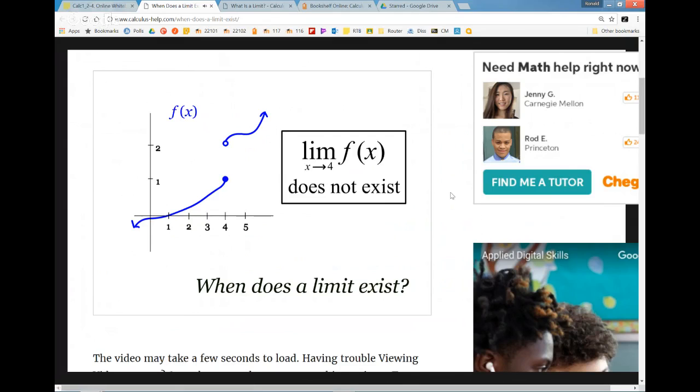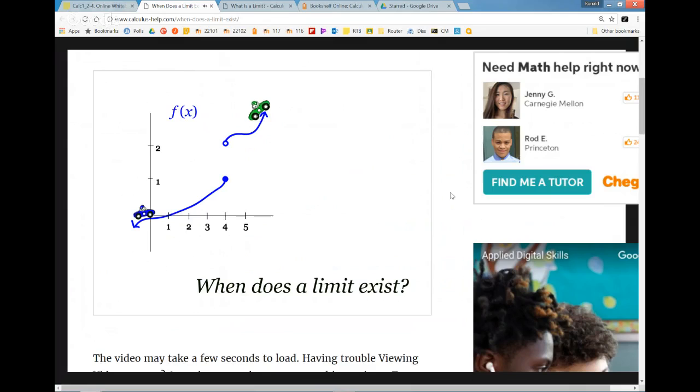Let's go back to our diner metaphor for just a second. Notice that as I'm traveling along the road from the right, I end up at a height of 2. But if you travel along the road from the left, you end up at a height of 1. These heights don't match. We want both.